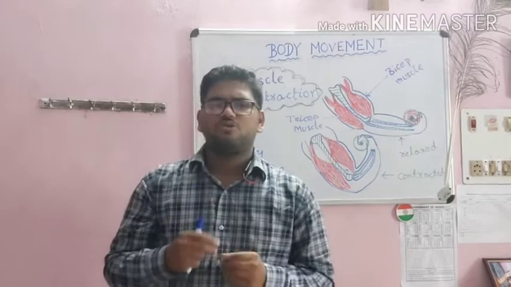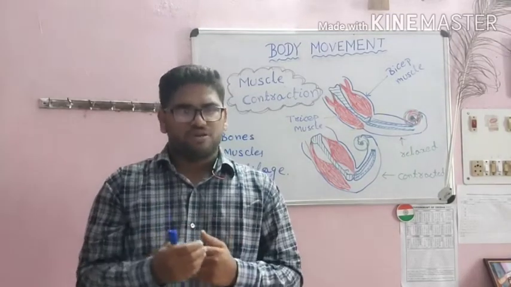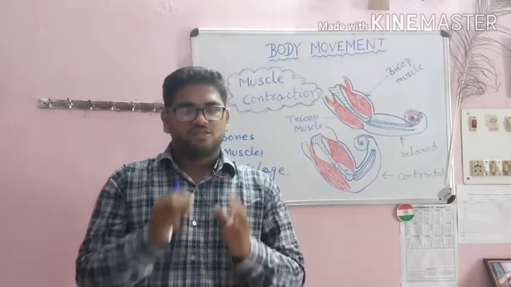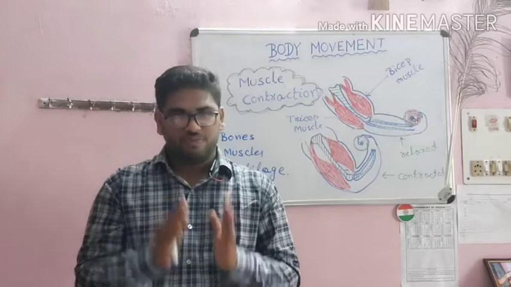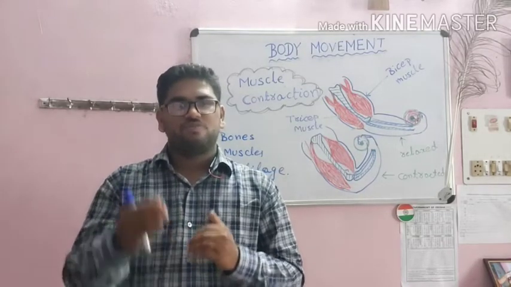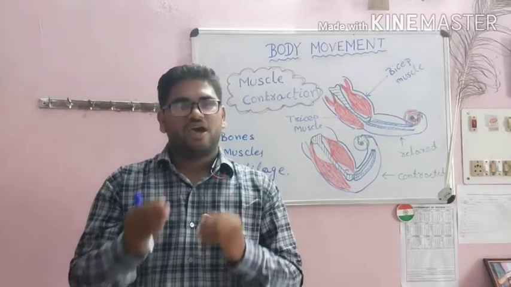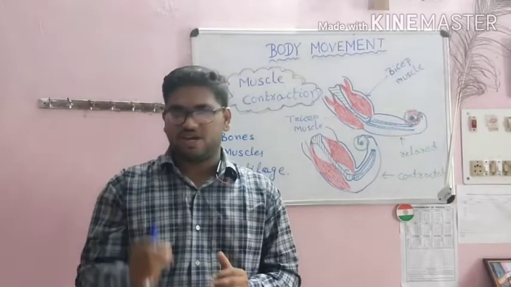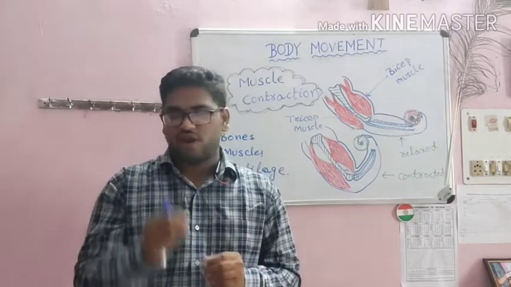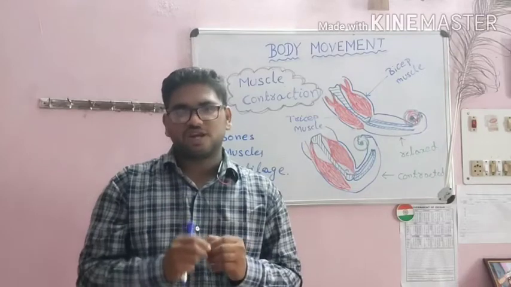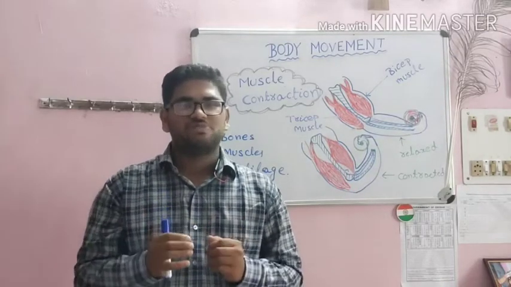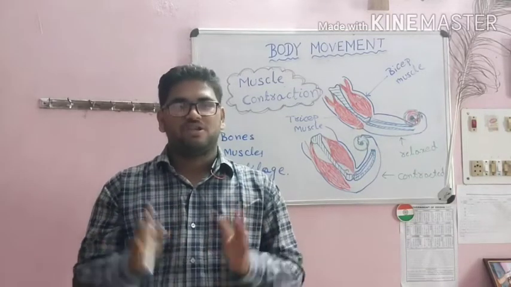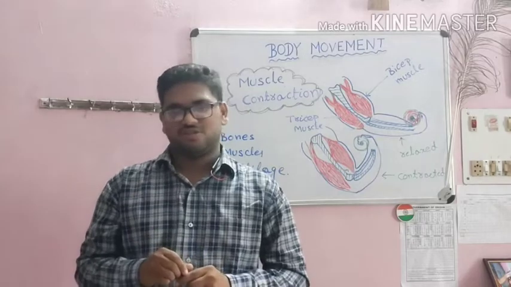We all know that muscle will contract or relax. But what is muscle contraction? The proper definition of muscle contraction is the process by which muscles become thicker, shorter in length, and steeper compared to their previous state. You can write in your notebook that muscle contraction is a process in which muscles become thicker, shorter in length, and steeper. This is the definition of muscle contraction.